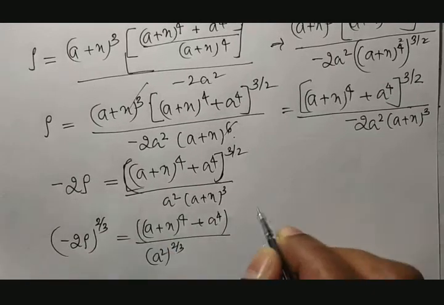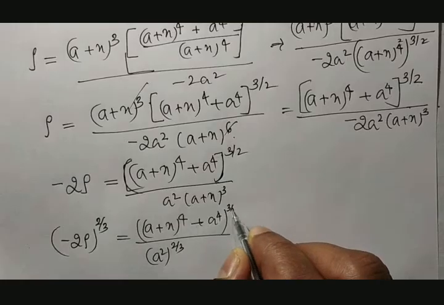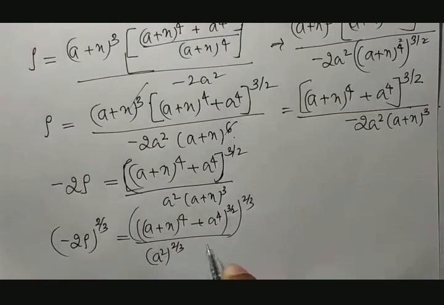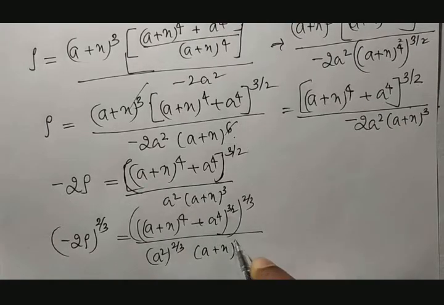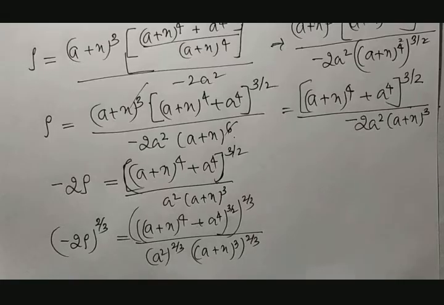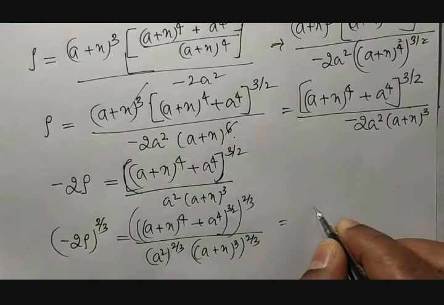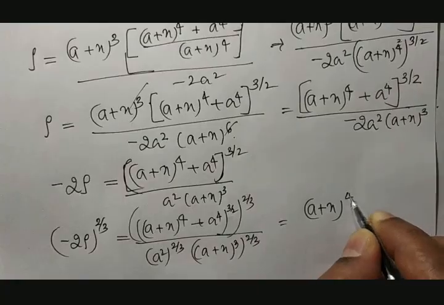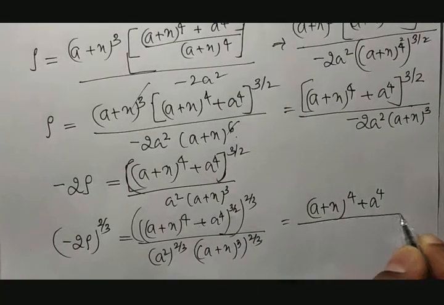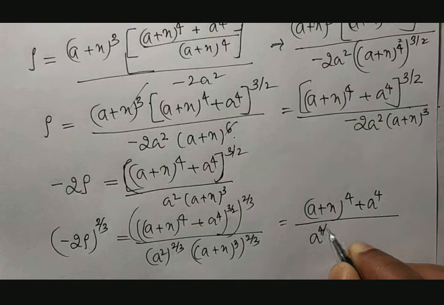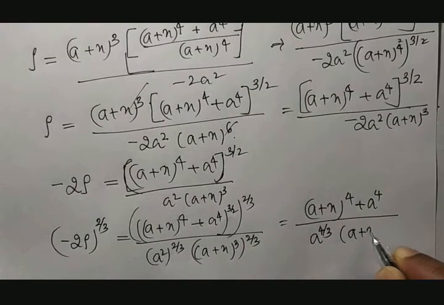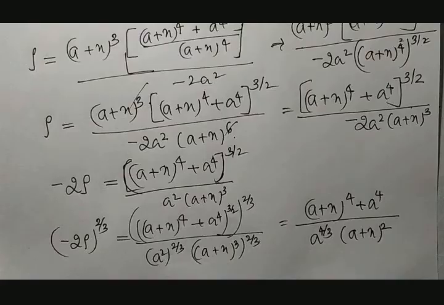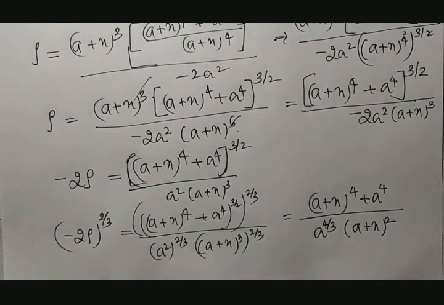Fine. If you want, you can take 3 by 2 raised to 2 by 3, only just to show. Then it is a plus x raised to 3, that raised to 2 by 3. Therefore, the 3 gets cancelled. Okay, then it is 2 into 4, so this whole gets cancelled. Then it is a plus x raised to 4 plus a raised to 4, divided by a raised to 4 by 3 into a plus x raised to 2. This is the term. Fine.